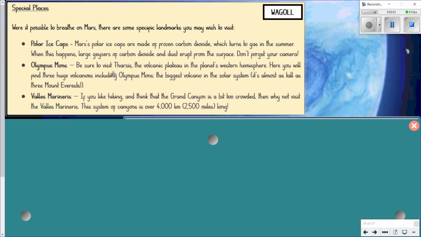Olympus Mons. Be sure to visit Tharsis, the volcanic plateau in the planet's western hemisphere. Here you will find three huge volcanoes, including Olympus Mons, the biggest volcano in the solar system.